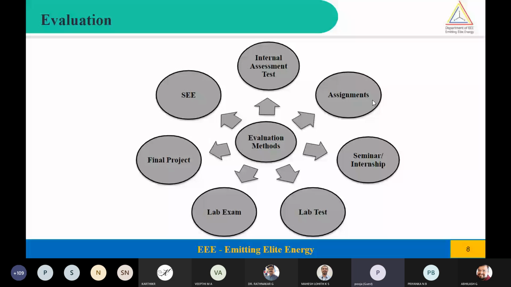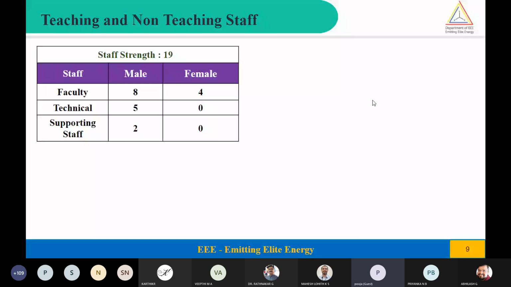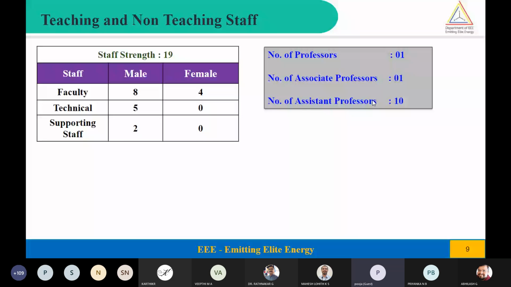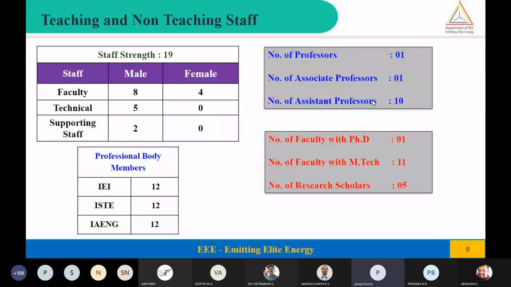And then, how are the human resources for the department? I have told you earlier that 19 faculty or staff are there, and the teaching faculty number 12. We have one professor, one associate professor, and 10 assistant professors. Coming to qualification, we have one faculty with a doctorate, 11 faculty have an MTech, and 5 are doing research. All our faculty members are members of professional bodies. They are members of IEI, ISPE, and IAEL.